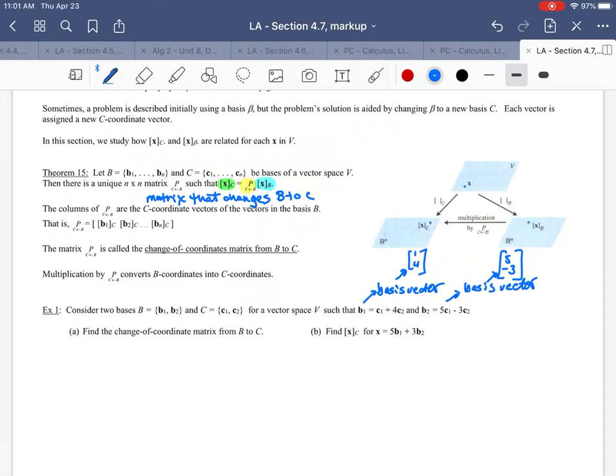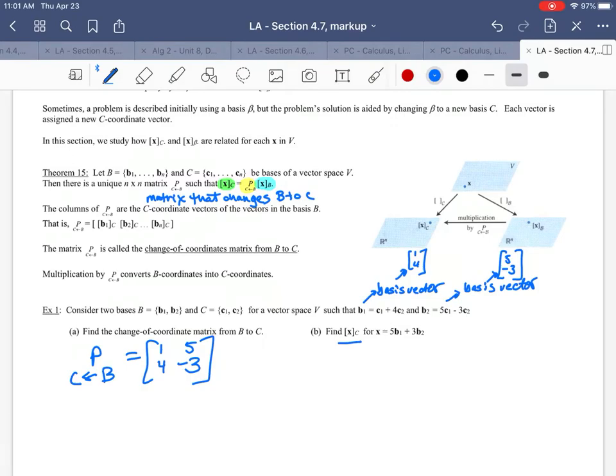By giving you that information, they're giving you the change. What do you do to change something in B to something in C? They've given you the information right there. That's your P, B to C. So you just take those columns, 1, 4, and then 5, -3, and there's your change of basis matrix.